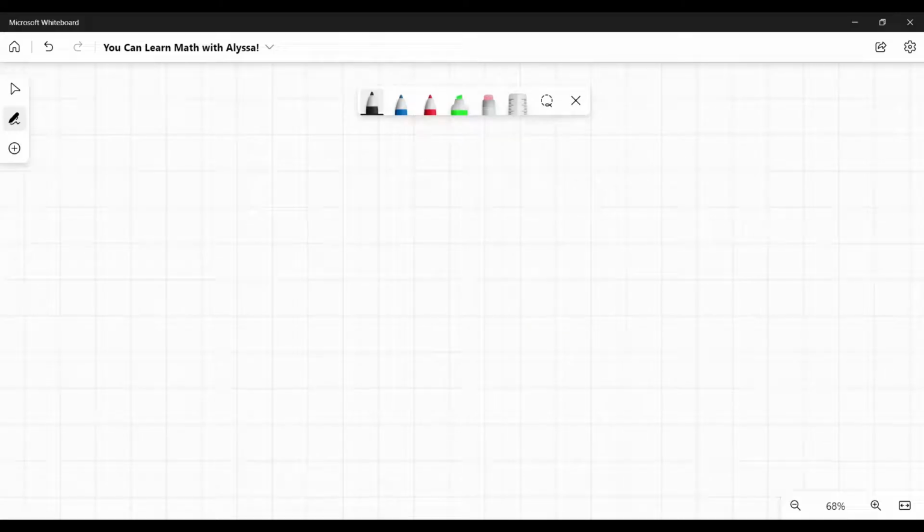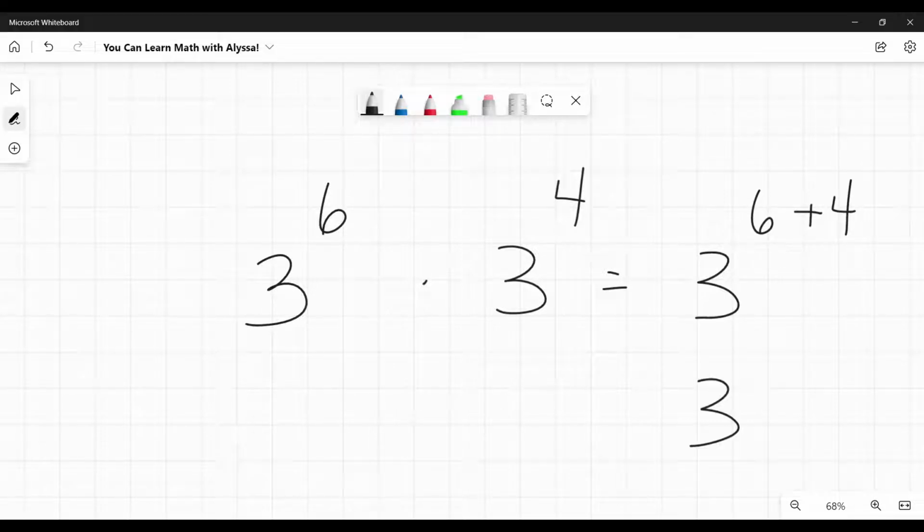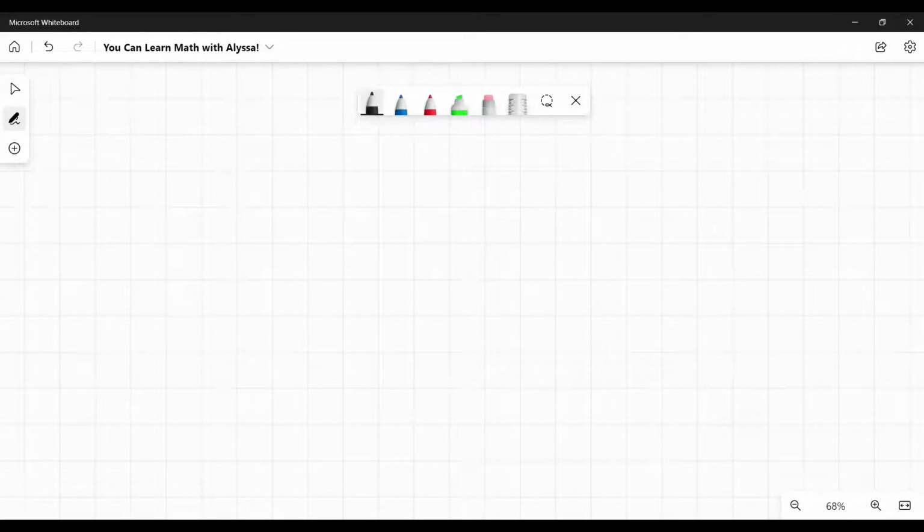One of the product rules of exponents is when you have a multiplication problem with two numbers with the same base, but different exponents being multiplied together. The rule for this is that the base stays the same and you add the two exponents. So 3 to the power of 6 times 3 to the power of 4 is 3 to the power of 10. This rule applies whether the base is a number or a variable.